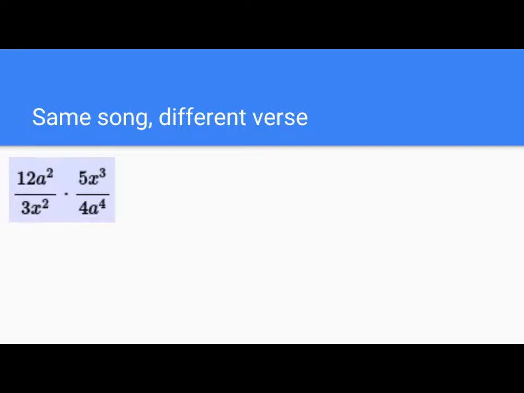So we've got 12a squared times 5x to the third, and 3x squared times 4a to the fourth. If we do the standard algorithm, multiply the numerator times the numerator, denominator times the denominator, 12a squared times 5x cubed, 3x squared times 4a to the fourth, we'd end up with 60a squared x cubed, 12a to the fourth x squared. X squared and a to the fourth are different, so we can't combine them together. 3 times 4 is 12. And now we can reduce it.